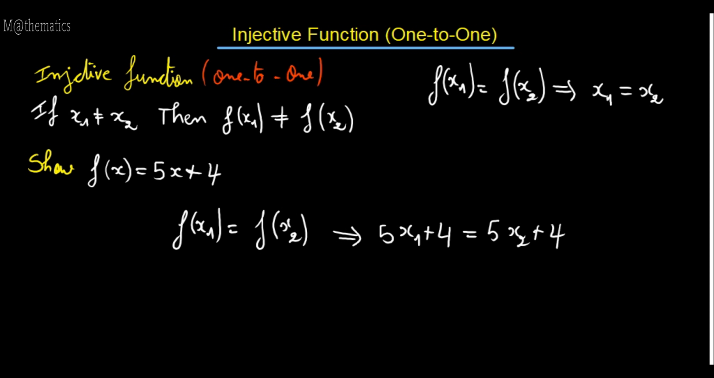We can cancel out the 4, and then we are going to get 5x1 is equal to 5x2. Then we can divide both sides by 5, so we get x1 is equal to x2. So we have proven that it is an injective function or one-to-one function.